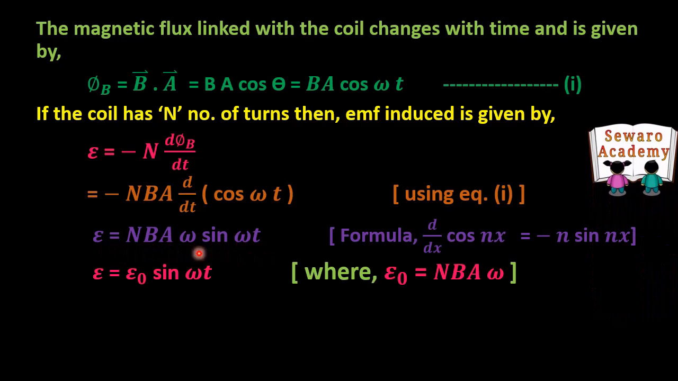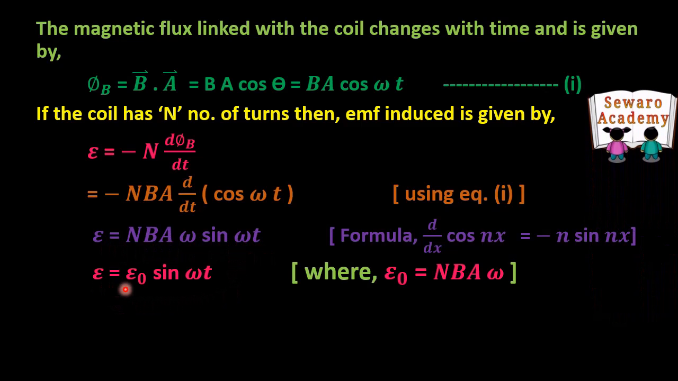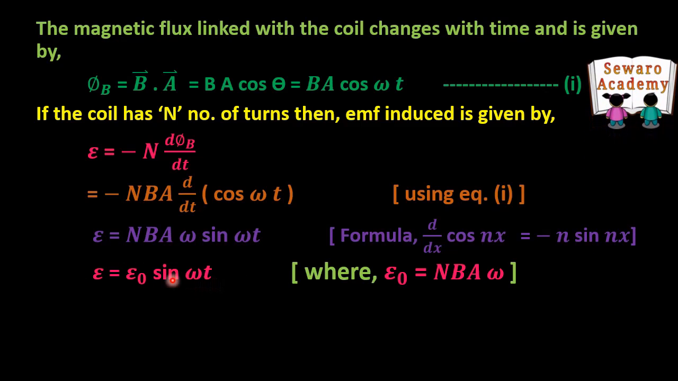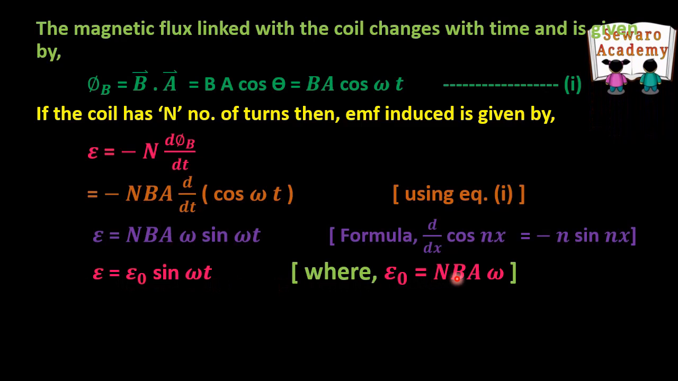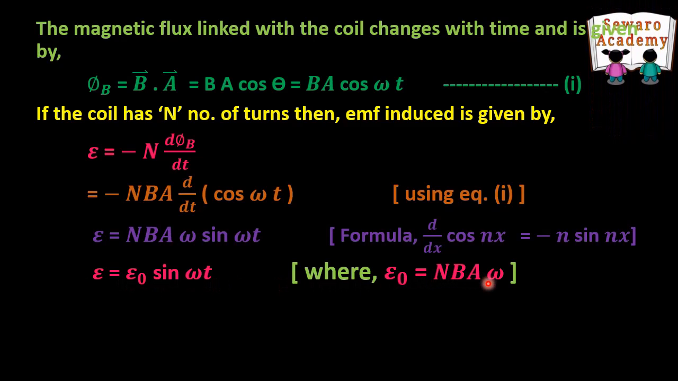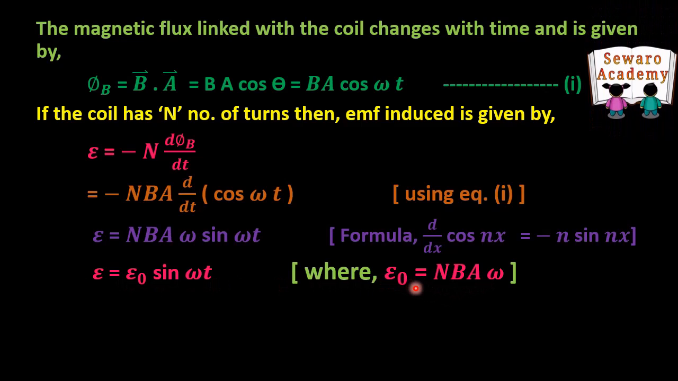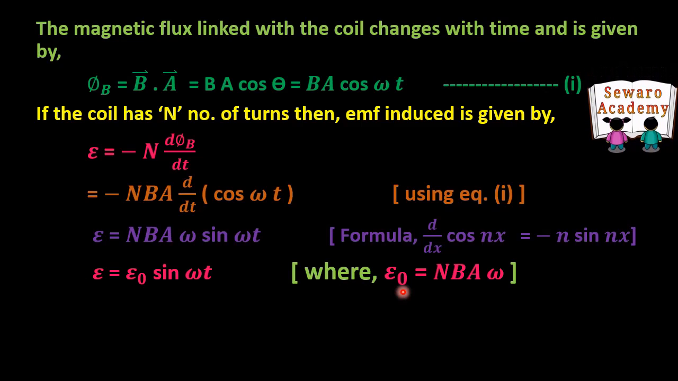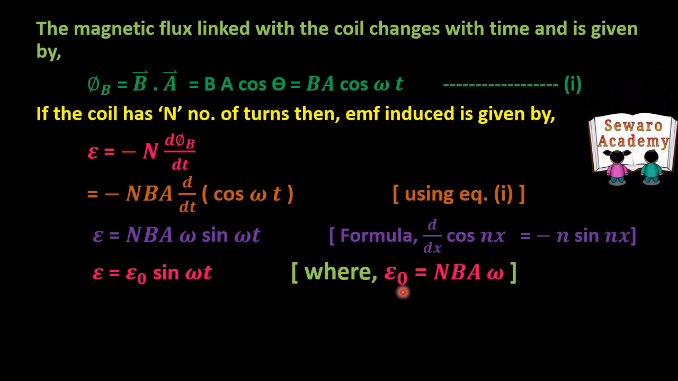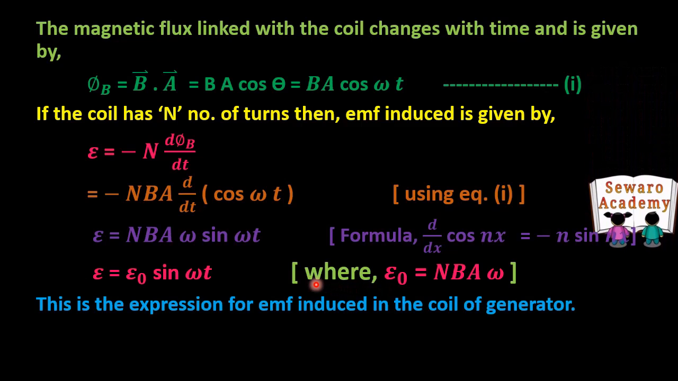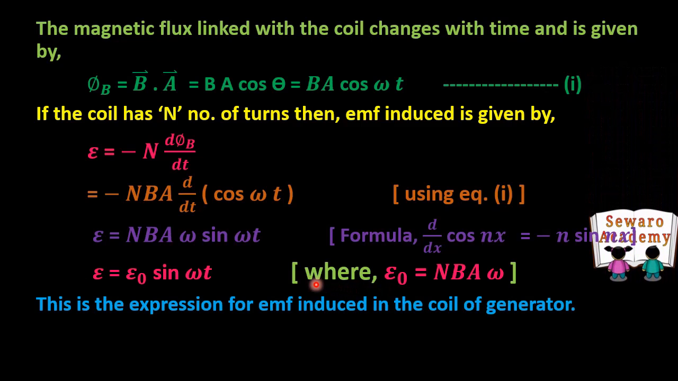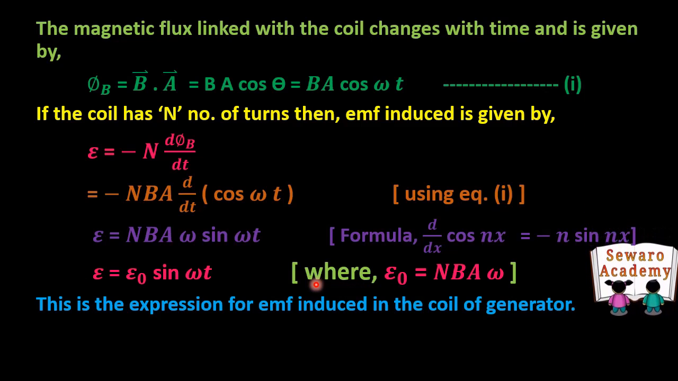We can rewrite this as E equals E naught sin omega t, where E naught represents NBA omega. So this E naught is the maximum EMF induced in the coil. This is the expression for the EMF induced in the coil of a generator.